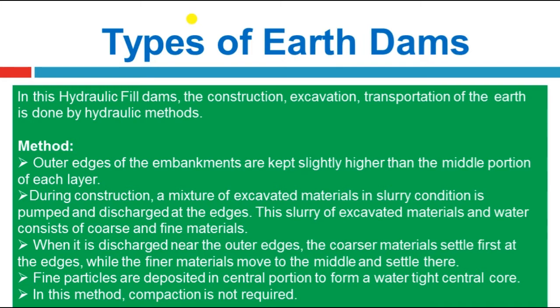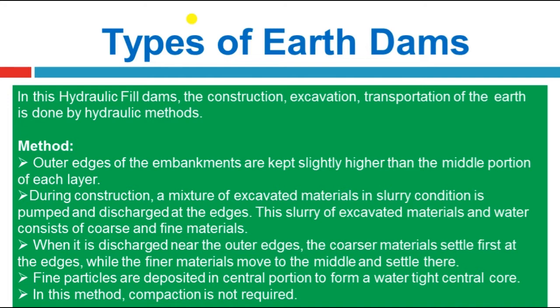Next, our topic is the earthen dam. There are mainly three types of earthen dam: roll fill dam, hydraulic fill dam, and semi-hydraulic fill dam. In the hydraulic fill dam, the excavation and transportation of earth is done by the hydraulic method. First the dry slope is constructed and it is filled with soil slurry, so the transportation is by the hydraulic method.